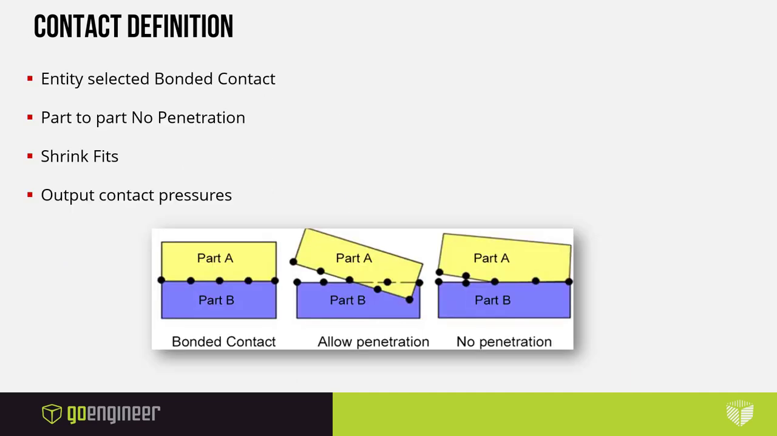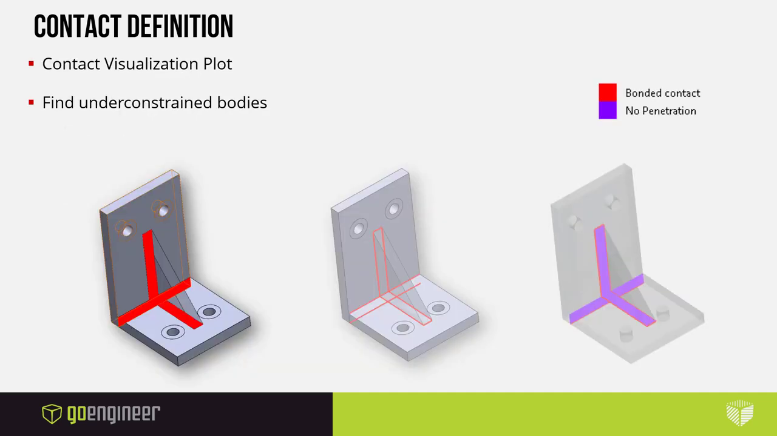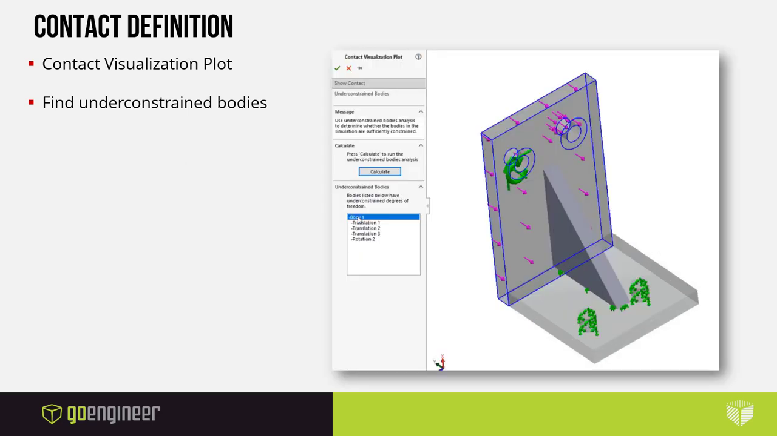You can also do contact definition, which allows you to either make two pieces be bonded together or have no penetration so you can get output contact pressures. There's very helpful tools to help you figure out how you set up your study to recognize if faces are bonded together or if there's no penetration. As you see here, we ended up changing from a completely glued face to a more realistic depiction of how the world would work, and then we added no penetration contact.